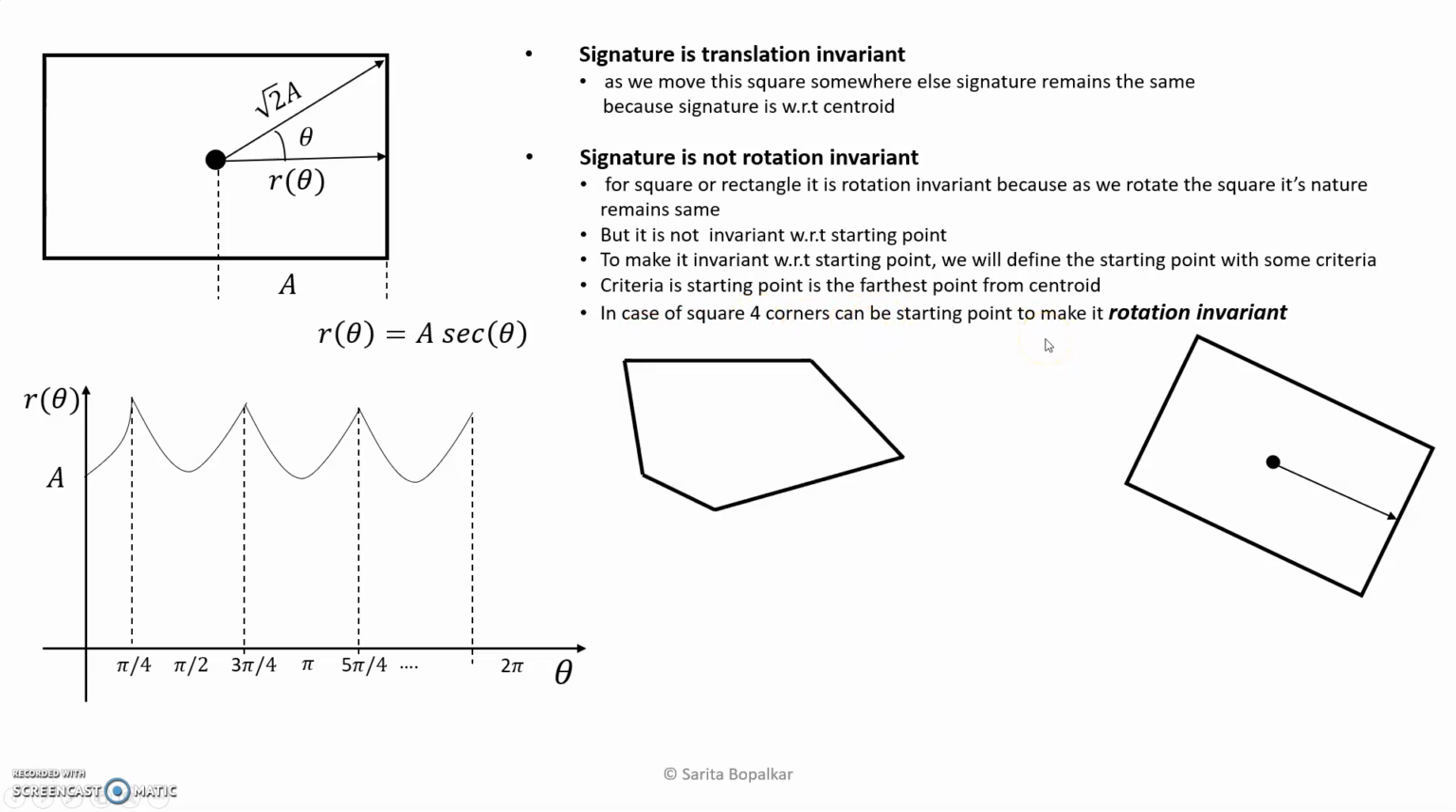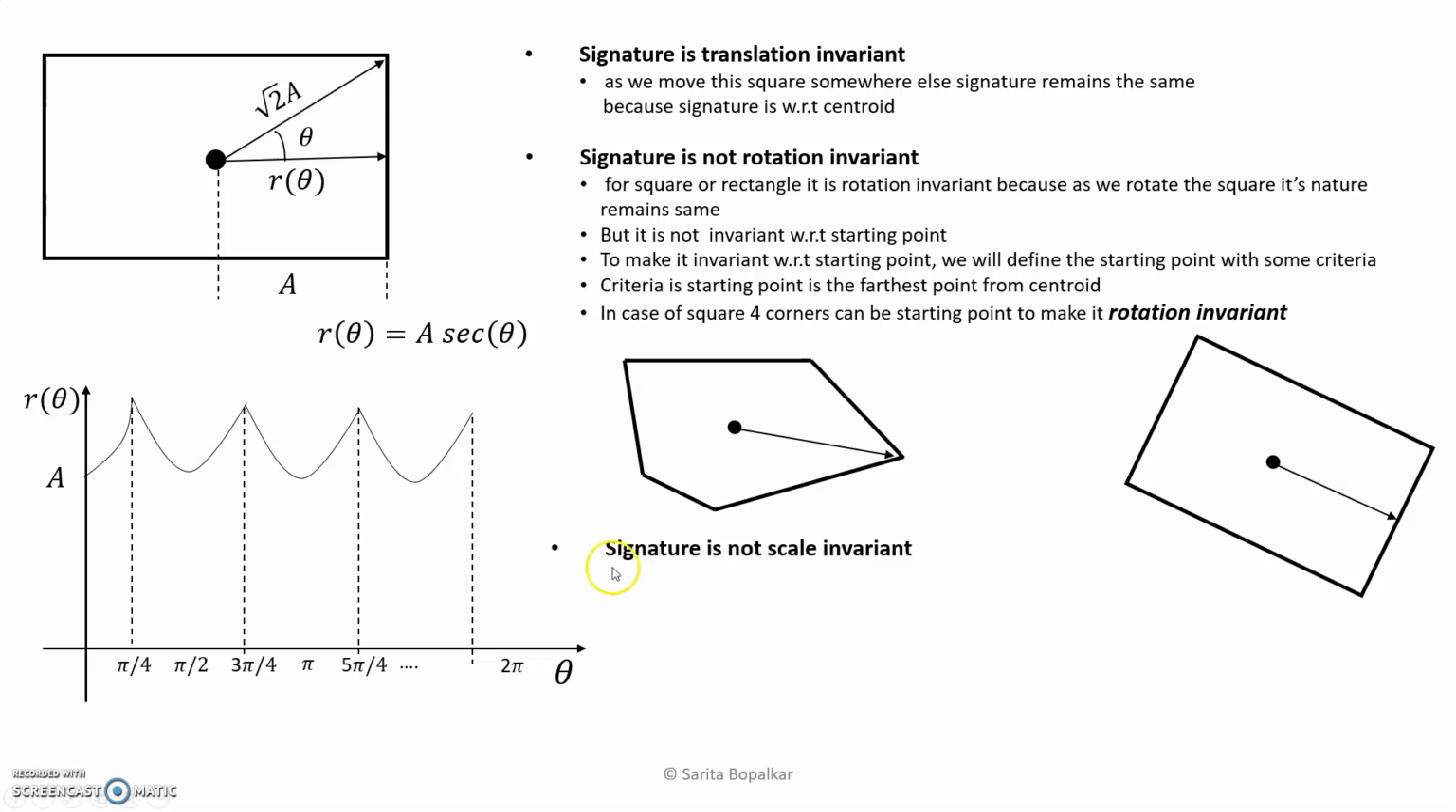But if your boundary is something like this, what do you have to do? Select a centroid, find the point which is at the longest distance from the centroid, and select that point as the start point. Then even though I rotate this object or boundary, the nature of the signature will remain the same. So like this we can make the signature rotation invariant.